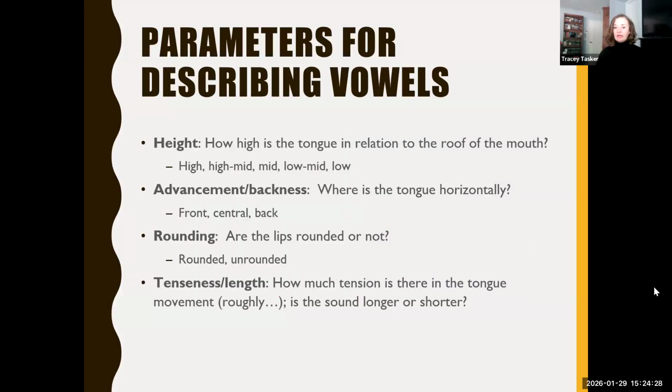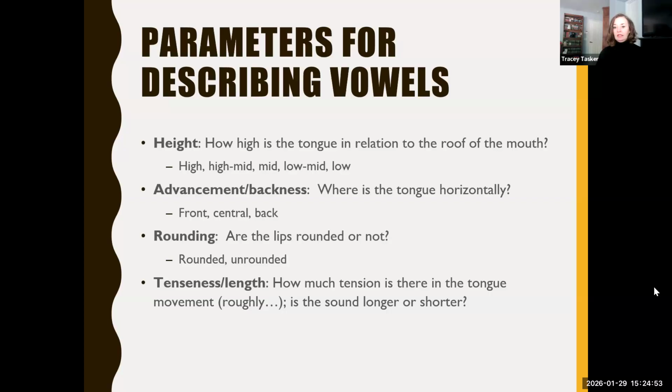So height is how high your tongue is in relation to the roof of your mouth. Okay, so I just gave you an example of the E, which is a very high vowel, versus A, which is a low vowel. And you can feel it if you say those sounds out loud. I encourage you as you're going through this to actually say the sounds out loud.